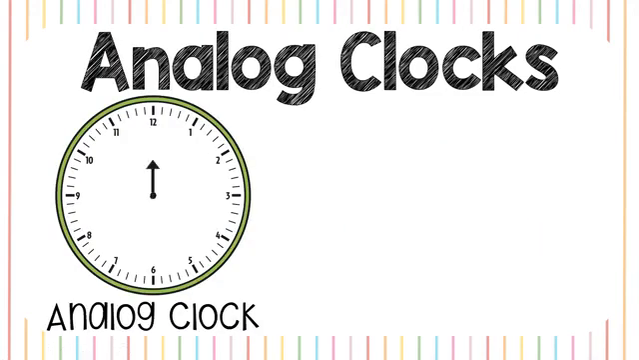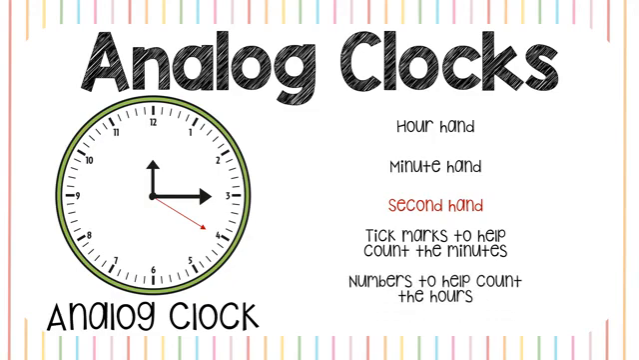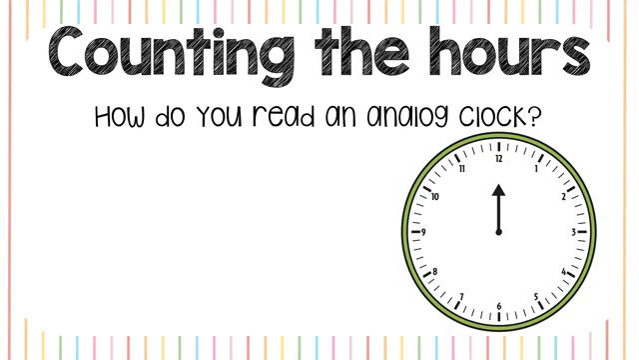An analog clock has the shorter hand, which is our hour hand, the longer arrow, which is our minute hand, and there's usually a smaller, skinny arrow that's a different color, and that's going to be the seconds hand. There are tick marks to help count the minutes on an analog clock, and the numbers help to count the hours.